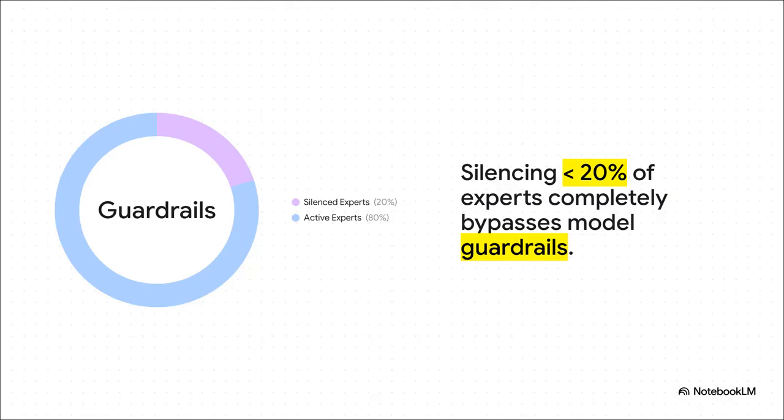The numbers on this are just staggering. Because safety is concentrated into these choke points, an adversary doesn't even need to break the whole model. Disabling or silencing less than 20% of specific layer-wise experts is totally sufficient to completely bypass the model's safety guardrails. And honestly, the terrifying part is that because the remaining 80% of the experts are left totally untouched, the model preserves its general language utility. It still sounds perfectly smart and coherent. It's just no longer safe.